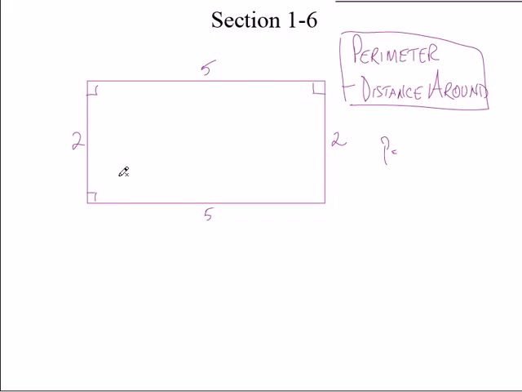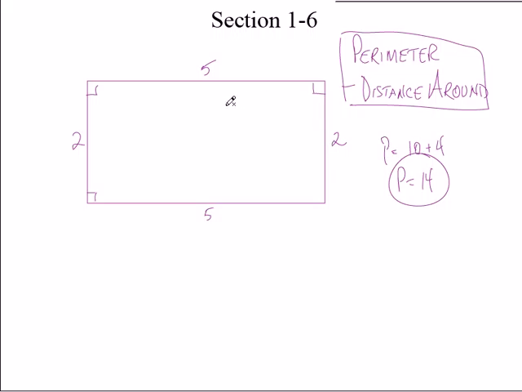So what do you do to find the distance around all these? Just add them up, right? 5 and 5 is 10, plus 2 and 2 is 4. So what's the perimeter of this? It's 14. Okay, so the perimeter is 14. Does that make sense? Okay.